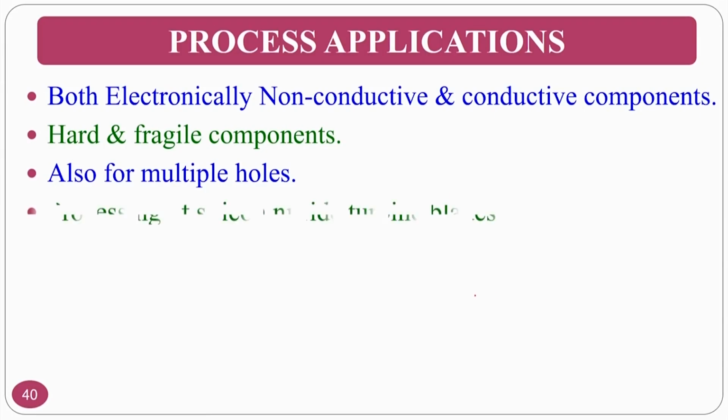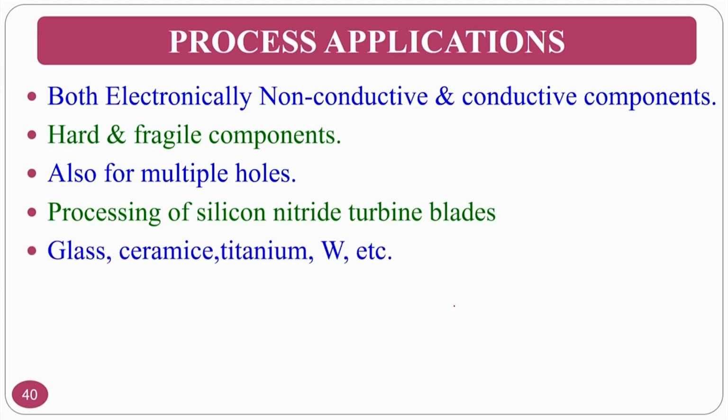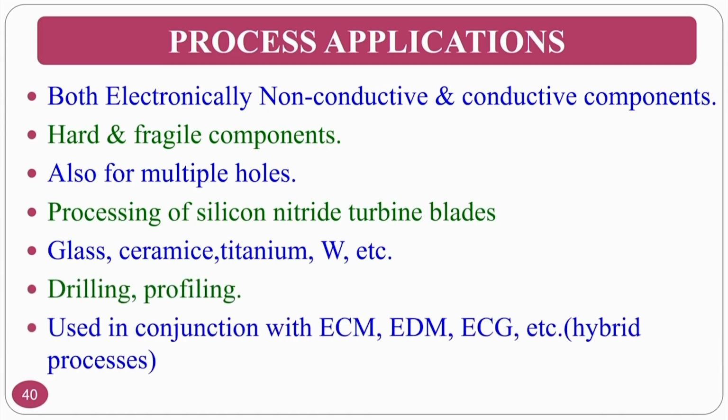Also for multiple holes, for example, you will see in the upcoming slides. Processing of silicon nitride turbine blades can be done by this particular process. Glass and ceramics and titanium, tungsten workpieces can be done. Drilling and profiling is possible. You can use it for the hybridization of electrochemical machining, EDM, ECG and other things. Normally ultrasonic assisted electric discharge machining, ultrasonic assisted electrochemical grinding. These are some of the hybrid processes.